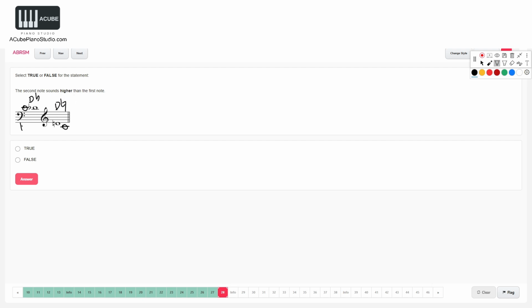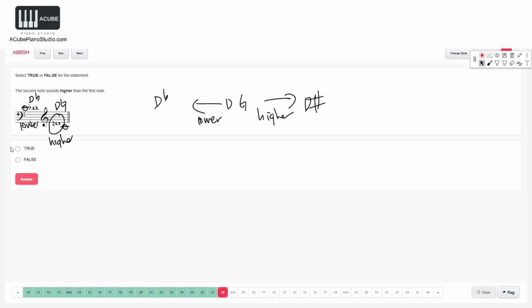Flat is lower. Okay, remember your natural. This is one semitone lower, and sharp is one semitone higher. So therefore, D flat is lower. So therefore, this D natural is higher. So this is true. The second note sounds higher than the first note.